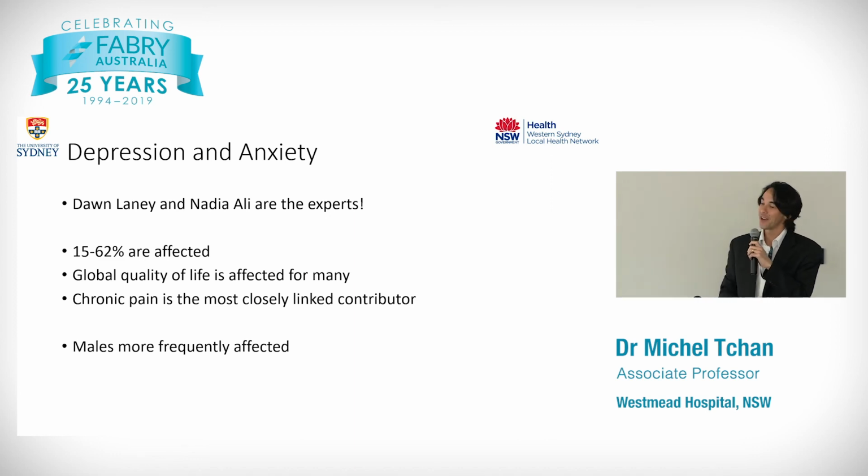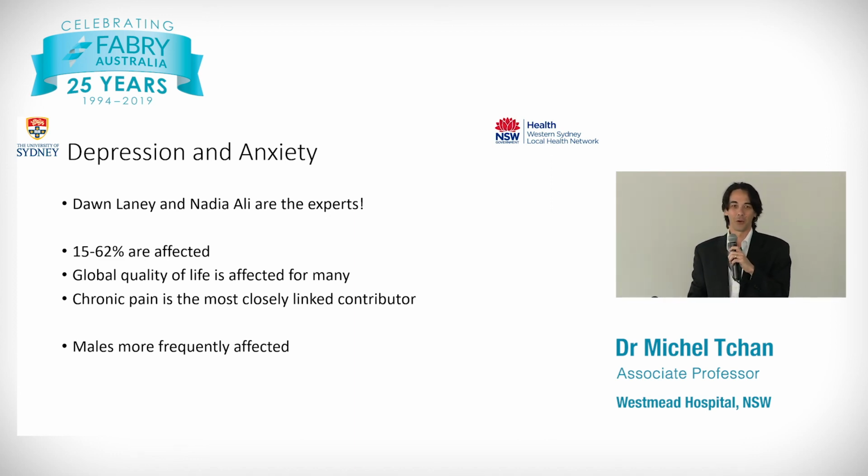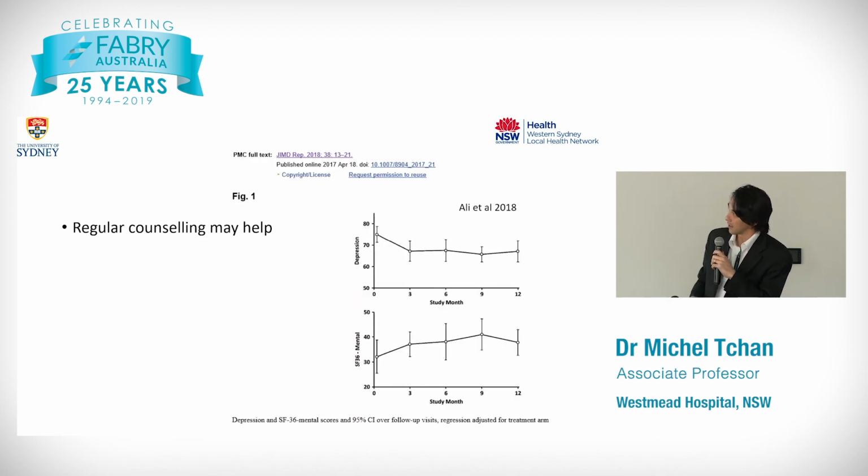So depression and anxiety are also prevalent in the Fabry population, and global quality of life and pain are probably the most closely linked contributors to why there is a little bit more anxiety and depression in the population of people with Fabry. And classical males are more frequently affected than other parts of the population. So lastly, it does seem that regular counselling may help these symptoms of depression and anxiety, and that's an encouraging piece of work, I think, that's been done.